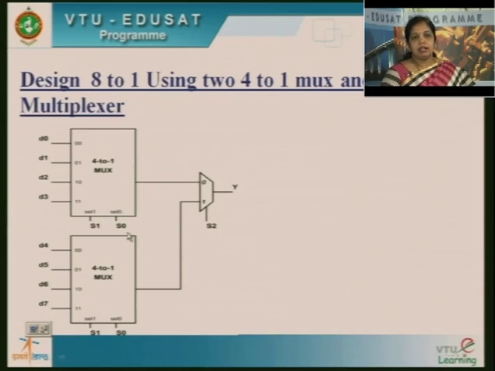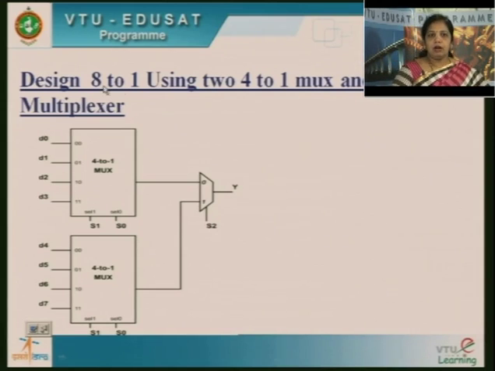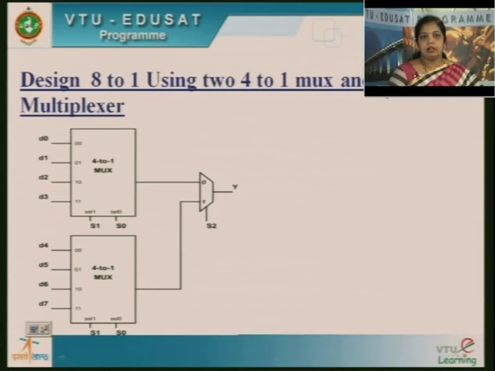Selection lines, whenever I give 0 0, the first one will be selected. So here also the same, D0 and D4 both are selected. So both come here to the input of the final 2:1 mux. Once again, S2 is 0 means the first one will be selected. So D0 is redirected to the output side. So we can design higher order mux using lower order mux.